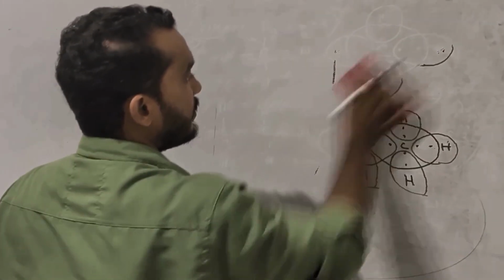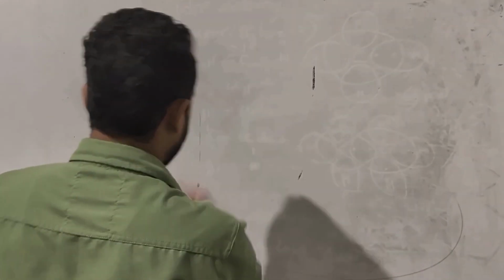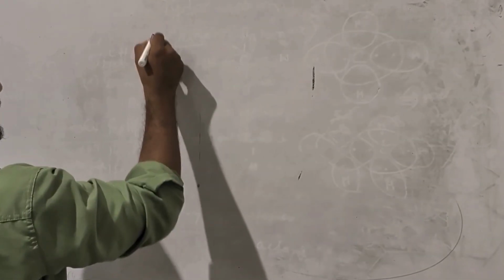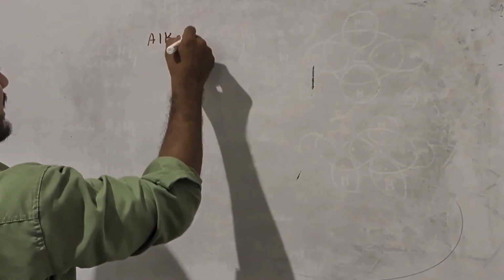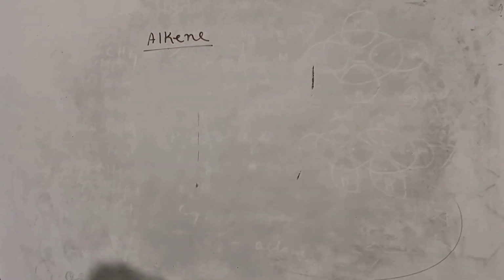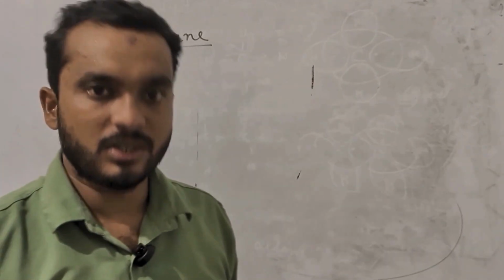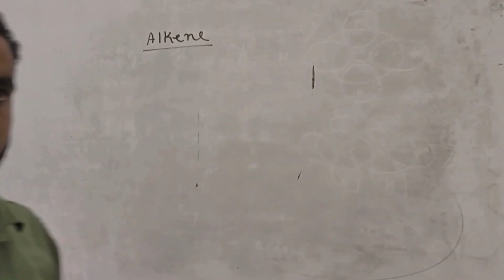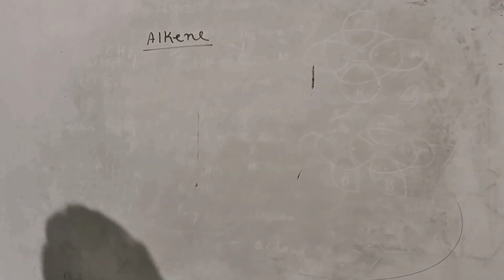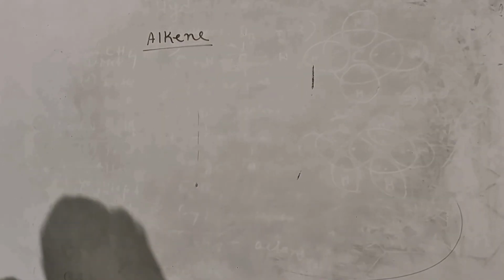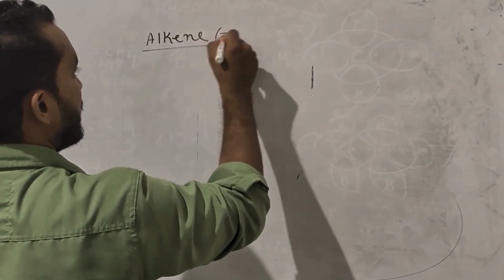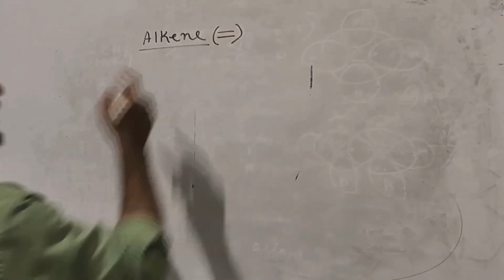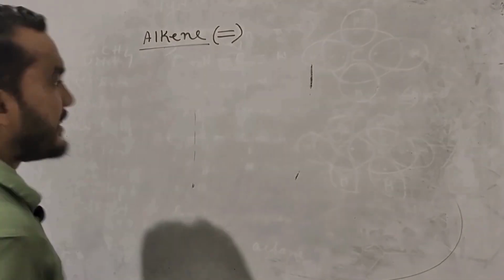Now let me rub this. So alkane we have completed. Now next we have alkene. Alkene is actually an unsaturated hydrocarbon, which is formed by at least a double covalent bond. It is a double covalent bond. The general formula of alkene is what?